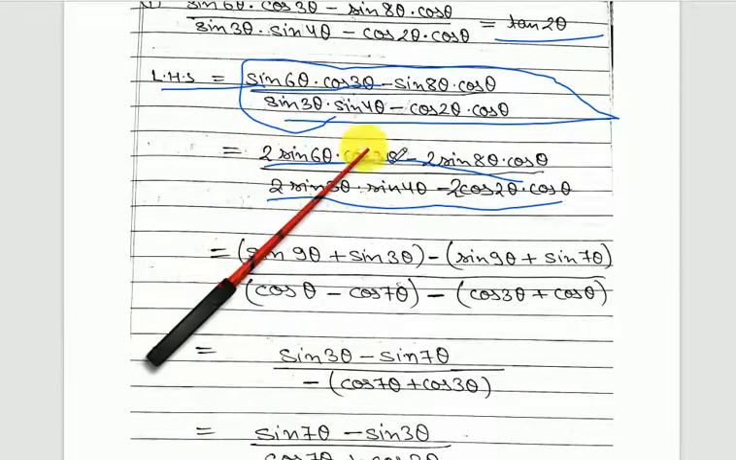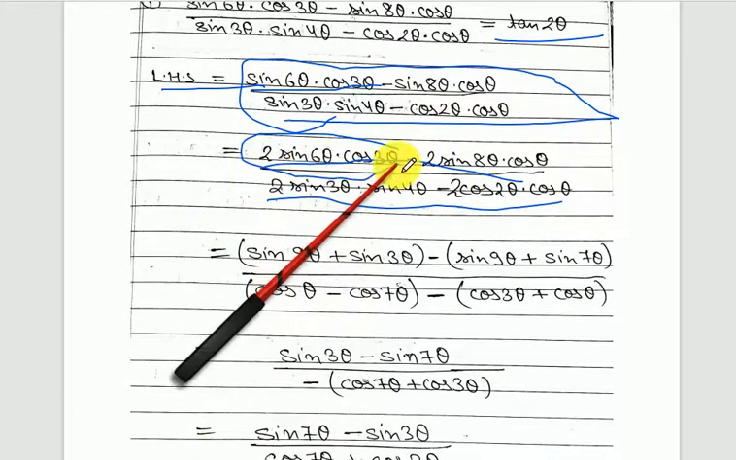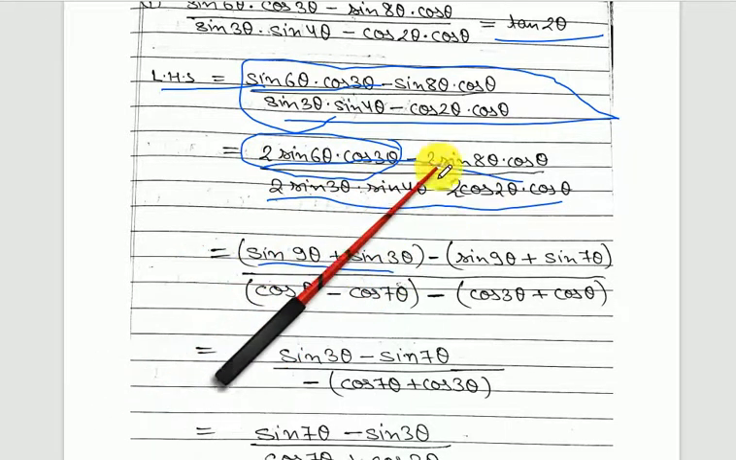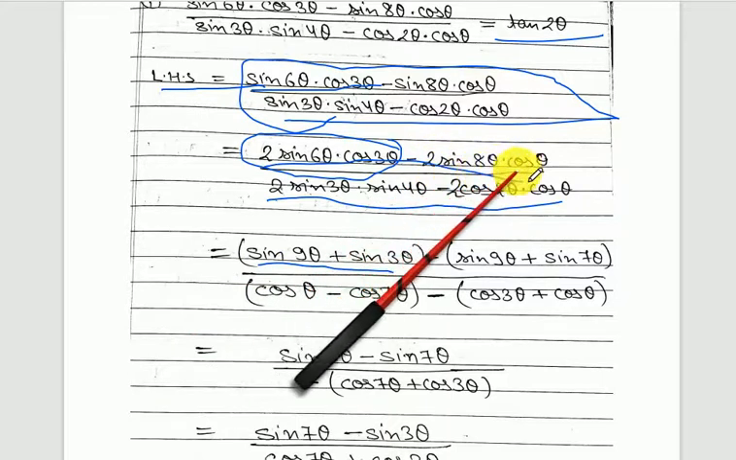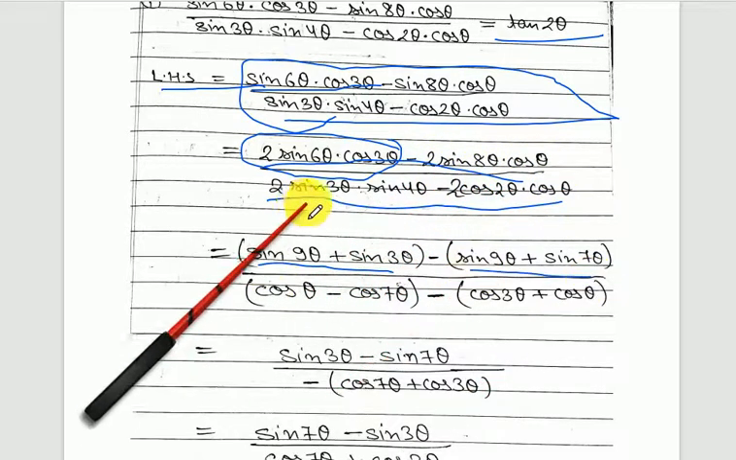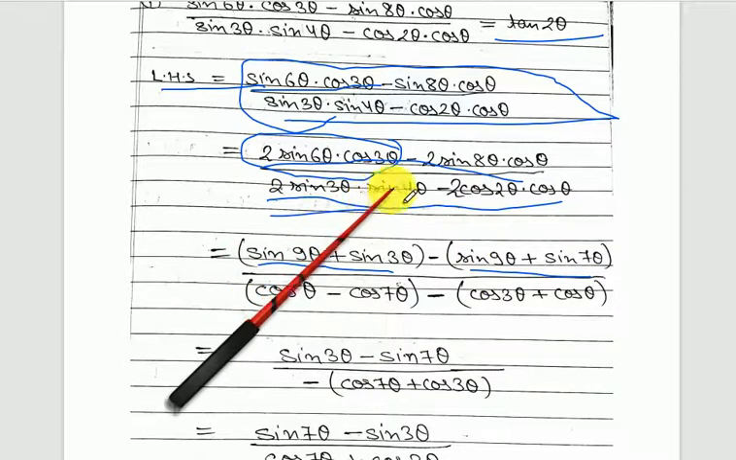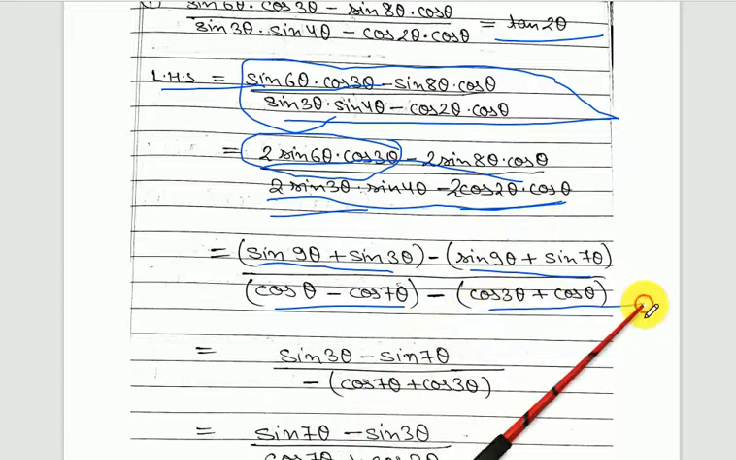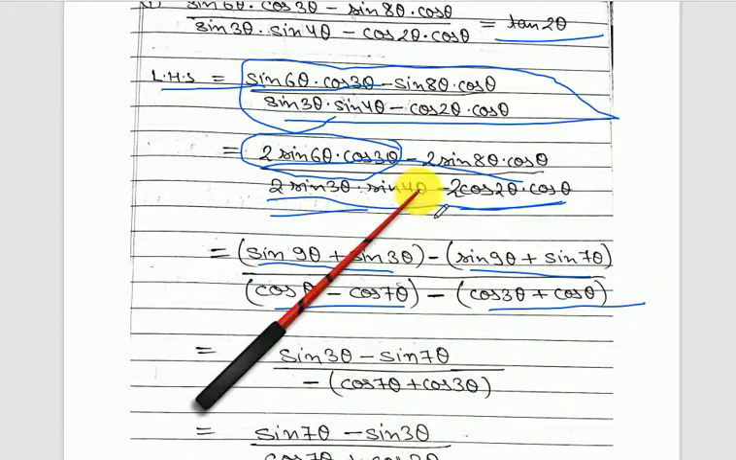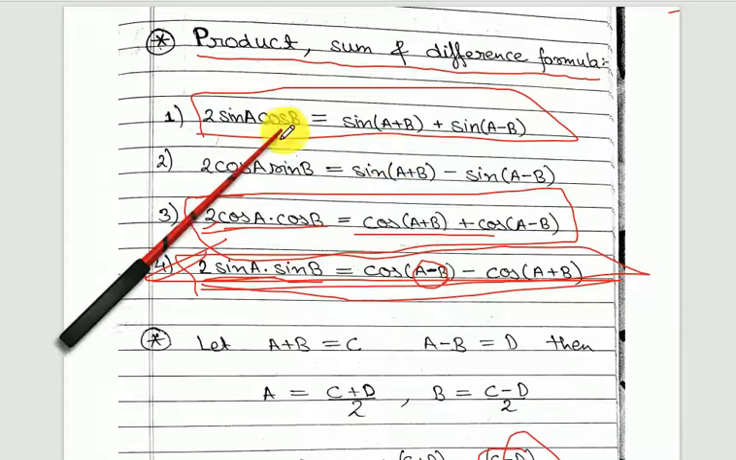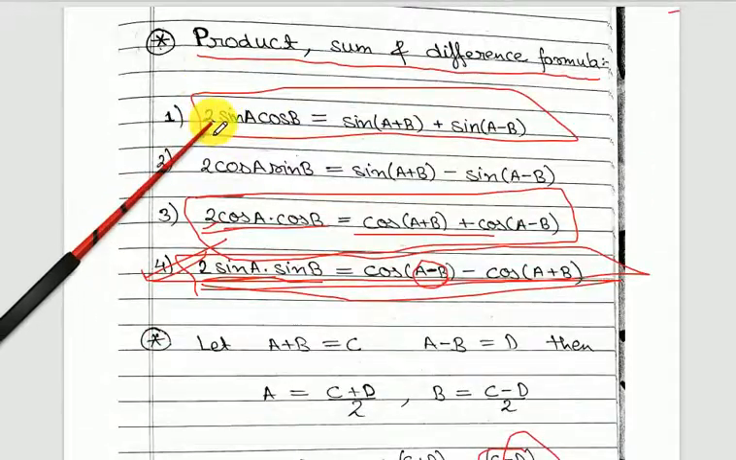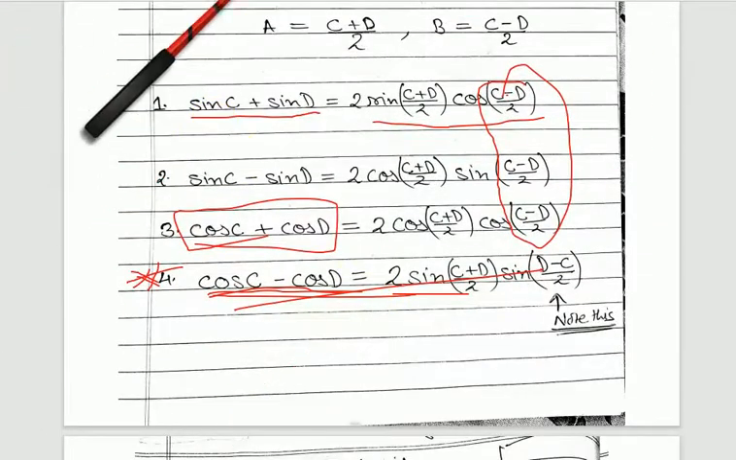Now for this 2 times sin 6θ cos 3θ, we will use the formula 2 sin a cos b, and that way we'll get this. Same way, the 2 sin a cos b formula will give us this, and for this 2 times sin a sin b formula will give you this, and for this 2 cos a cos b formula will give you this. In order to do these questions, you have to remember these formulas, otherwise you'll have problems solving this type of questions.